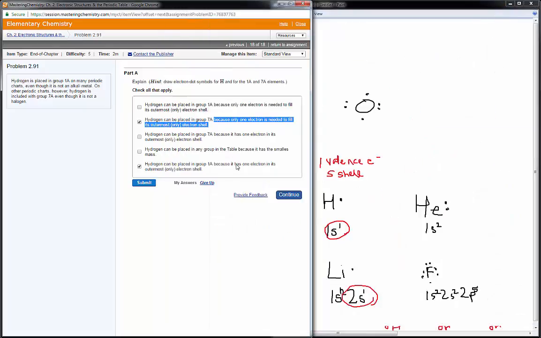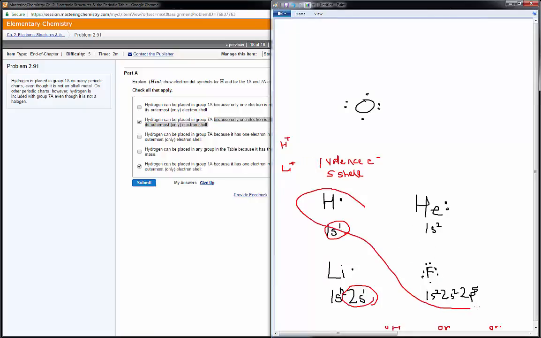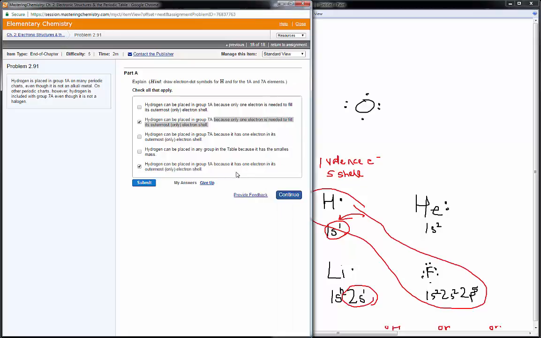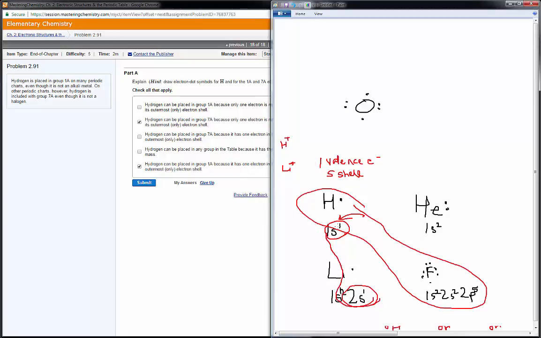So hydrogen can be placed in group 7A just like fluorine because both of these need just 1 more electron to fill its shell. If I put 1 in there, it becomes just like helium. And it can be placed in group 1A because they both have only 1 electron in their valence shells.